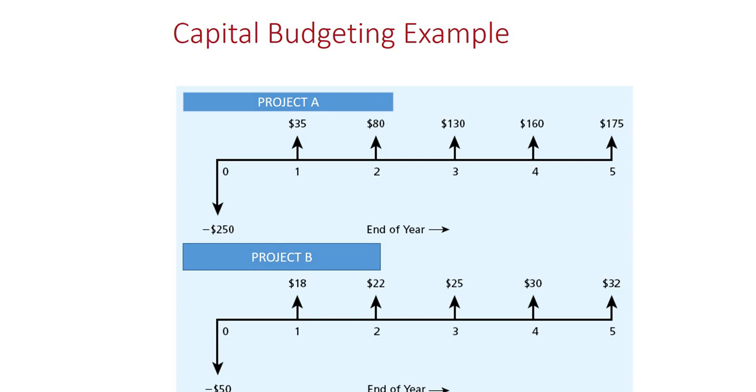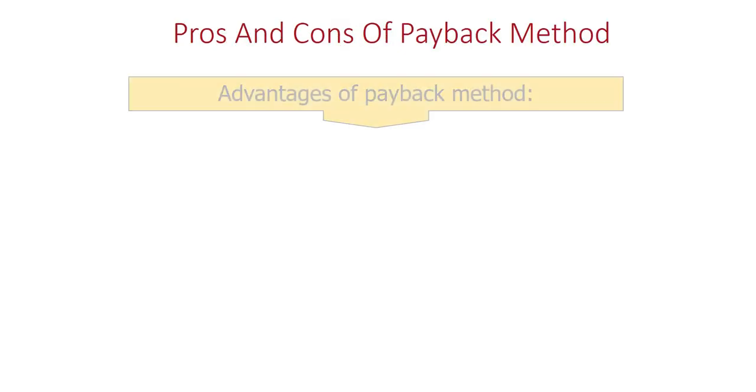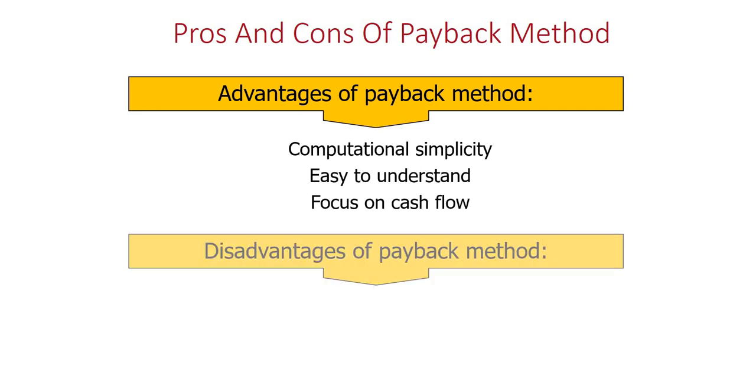Now, when we're looking at the payback period and we have such a project with cash flows as shown there, we assume that the cash flows, for instance, cash flows of $35 in year one, are received evenly throughout the year. The $80 in year two was received evenly throughout the year. That's one assumption that we make when we are using the payback period.